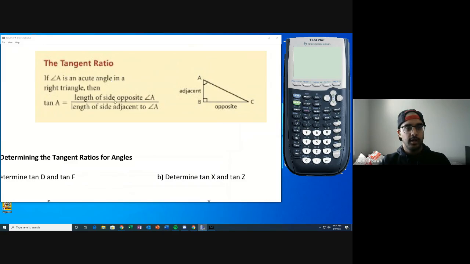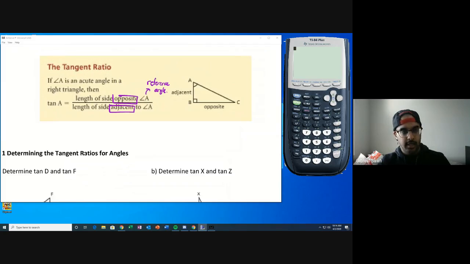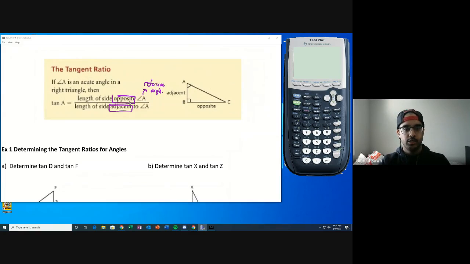So if it's a right angle triangle and I know my opposite side and I know my adjacent side, the angle doesn't necessarily have to be A, but it does need to be our reference angle. That angle might change. As long as it's the reference angle we're using, this relationship will hold true.